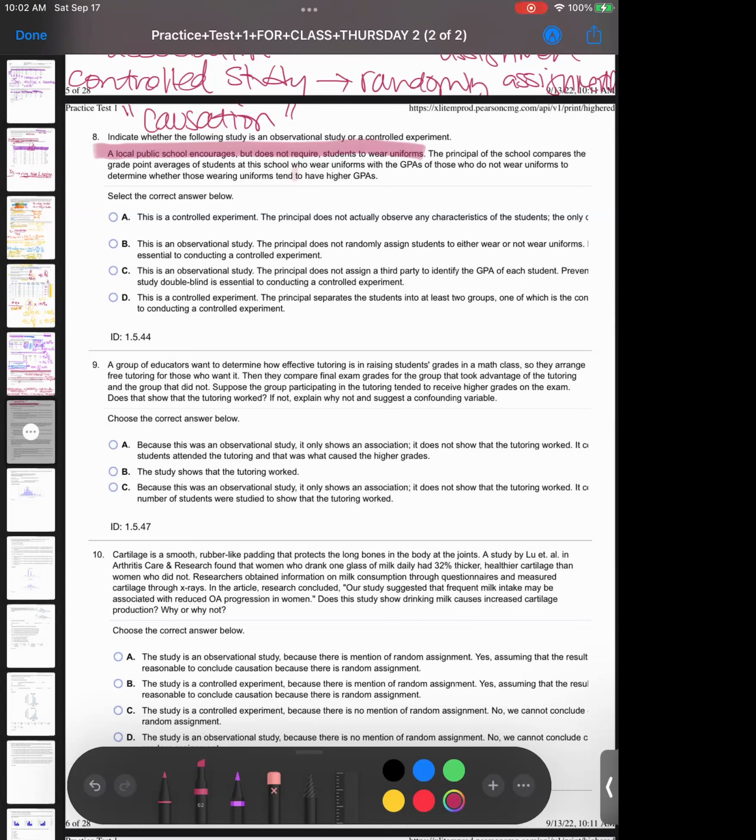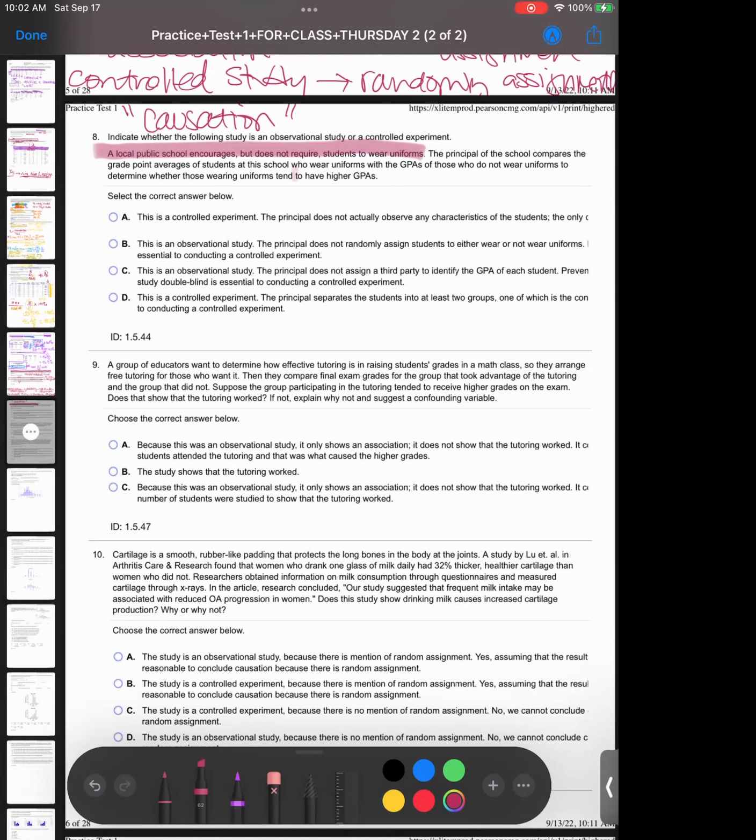So right away, there are two groups, right? You have students who are wearing the uniform and those who are not. But the students are self-selecting into the groups. And right away, I'm thinking, okay, who wears uniforms? Students whose parents make them, number one. And number two, possibly those who have the money to buy the uniform.